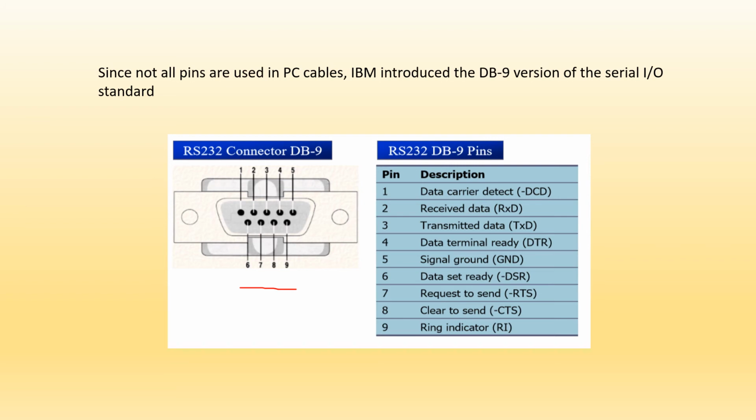Pin number 1 is called data carrier detect, DCD. Pin number 2 is received data. Pin number 3 is transmit data. Pin number 4 is data terminal ready. Pin number 5 is signal ground. Pin number 6 is data set ready, and pin number 7 is request to send. Pin number 8 is clear to send, and pin number 9 is ring indicator. So this is the pin description for each pin in the DB9 connector.